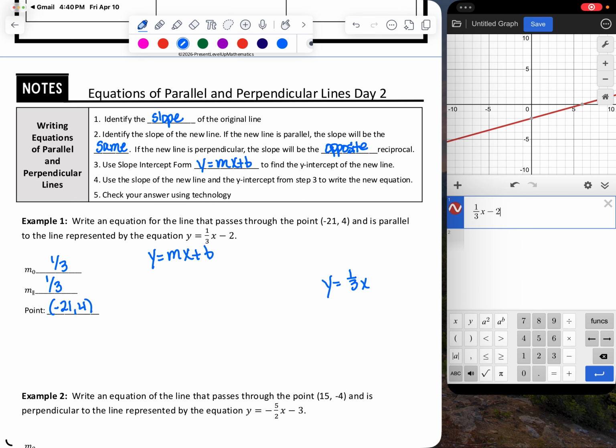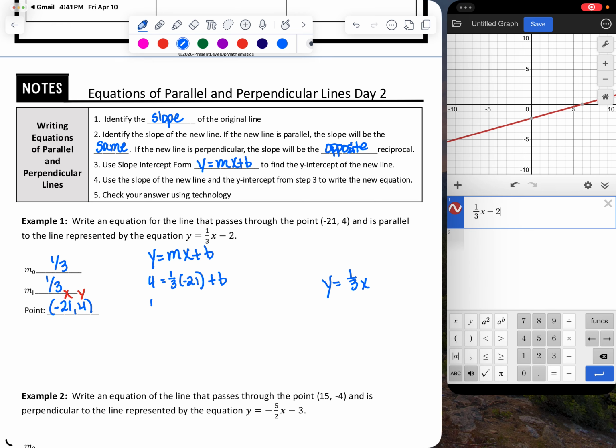All right? So what I'm going to do is use the new point that they gave us, that they want our new line to go through, and I'm going to label it x and y, and then I'll plug in these points to our formula. So for the y, we'll plug in a 4. For the m, we'll plug in a 1/3. For the x, we'll plug in a negative 21, and then plus b. B is what we're trying to find, the y-intercept. We do not know that yet.